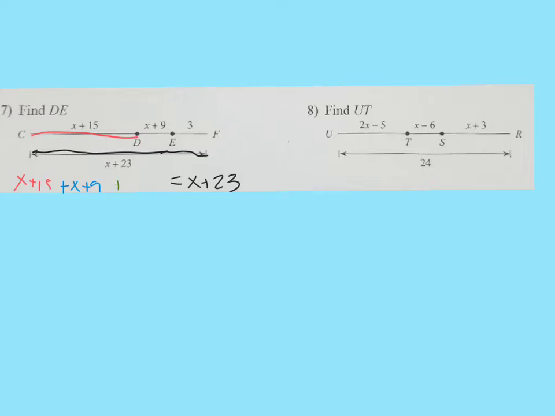And the green piece is EF. Now I add those all together. So I put my x's together, I get 2x, 15 and 9, and 3. So 15 and 9 is 24, plus 3 is 27. So I get 2x plus 27 equals x plus 23.